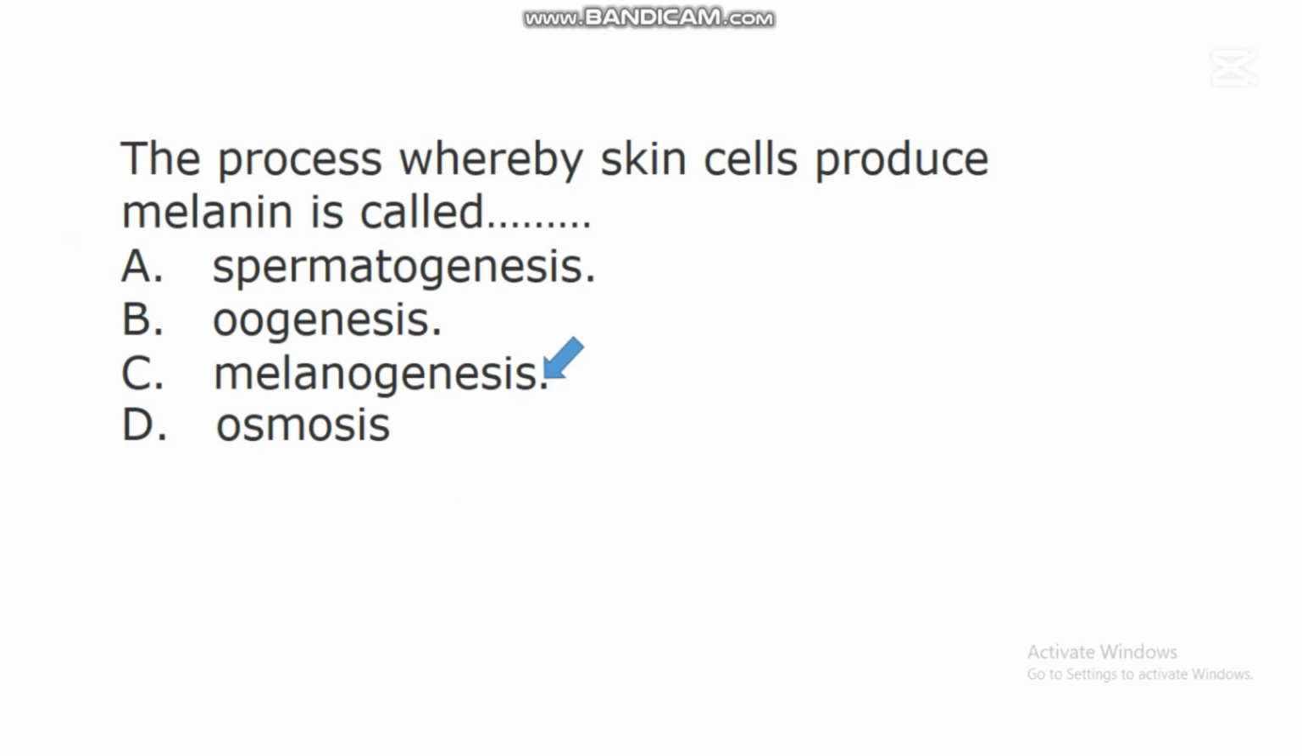Melanogenesis is the process that deals with production of melanin by the skin cells. The skin cells play a great role in production of melanin. So the process whereby melanin is produced by the skin cells, called melanocytes, is best described as melanogenesis.